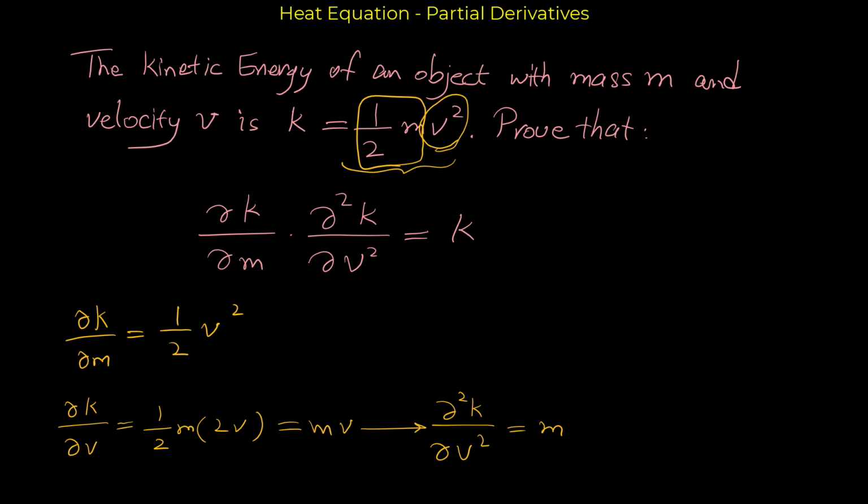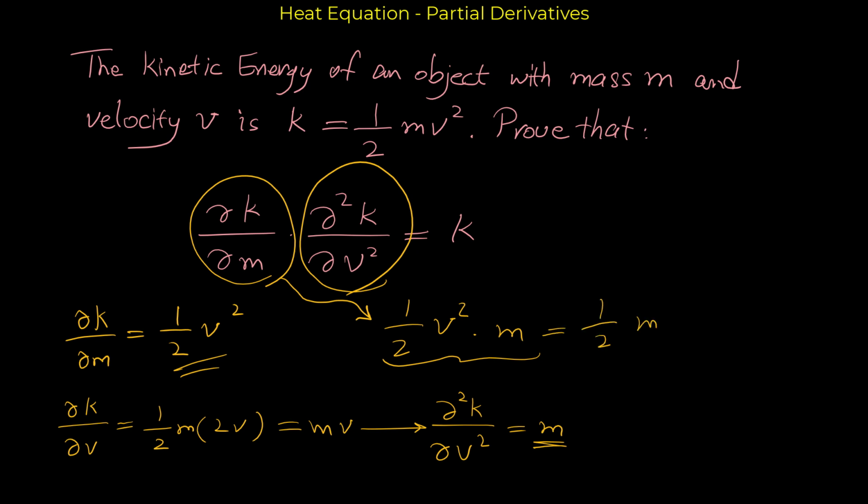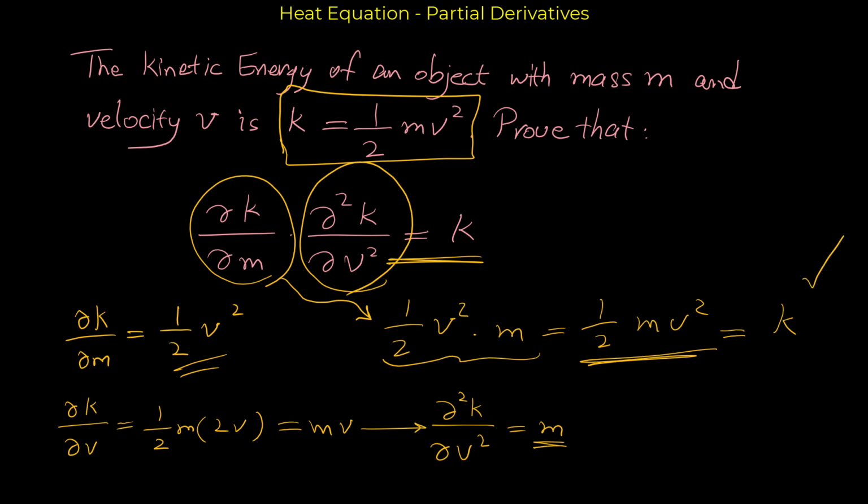Now that we have the second partial derivative and the first partial derivative, let's substitute these in our equation that we want to prove. So let's see what happens. For this part, we have 1/2 v². For the other part, we have m, so times m. Look at this expression, 1/2 v² times m, which you can write as 1/2 mv². What is this based on the formula? This is exactly equal to K, and we wanted to prove that this equals K. So it equals K, and it is proved.